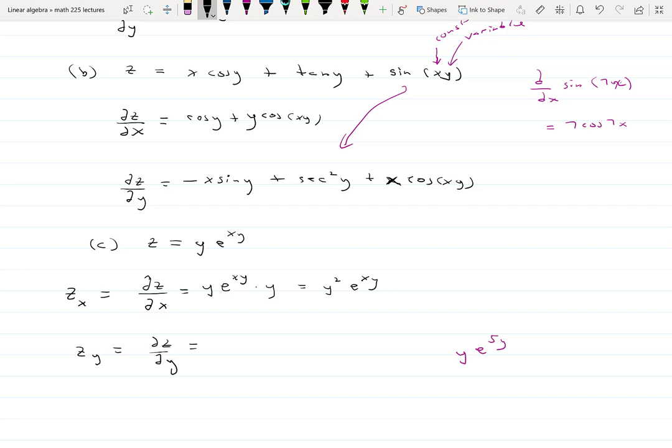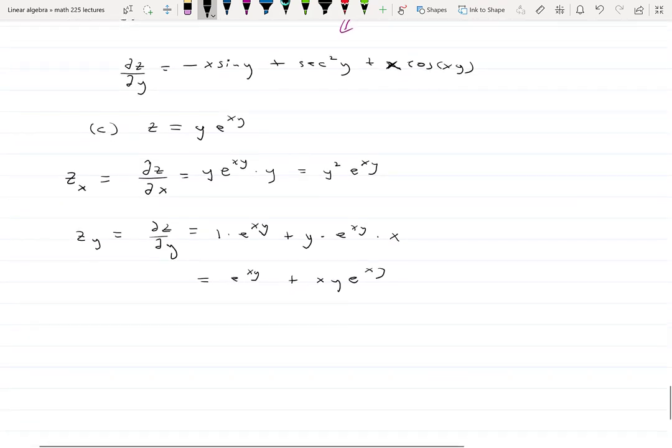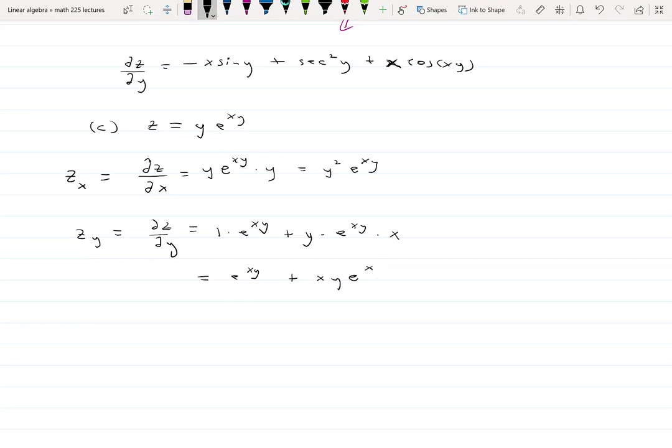The derivative of the first, derivative of y with respect to y is 1 times the second, plus the first times the derivative of the second. So what's the derivative of e to the xy, the second function, with respect to y? Well, derivative of e to anything is that thing back again. Now, by the chain rule, I need to take the derivative of xy with respect to y. That's just x. So I'm going to get e to the xy plus xy e to the xy. Well, that's fine, or you could maybe factor out the e to the xy. The original one just before the last line there is just fine.